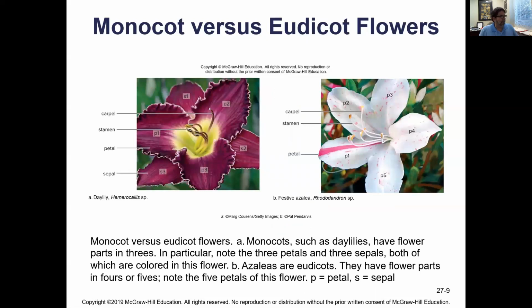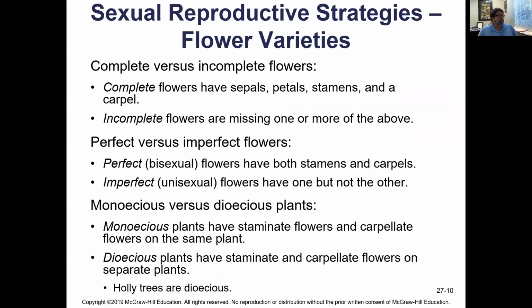Here we can see monocot and dicot, with the daylily on the left being a monocot, having multiples of 3 in all of its parts. And then the azalea on the right is a dicot with multiples of 4 or 5. You can see that with the 5 petals there. And these have 3 petals and 3 sepals; the smaller ones are sepals. Anyway, kind of cool there. You can see that.